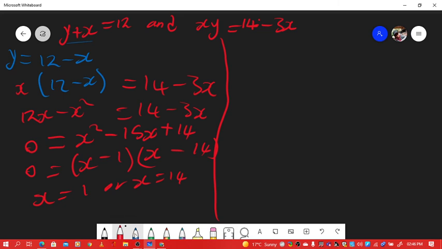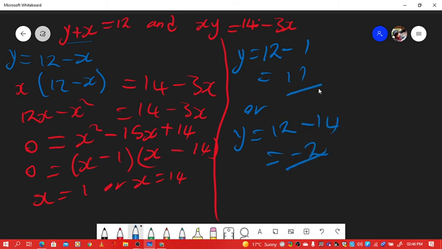And now, with that being said, we go back to this equation. y is equal to 12 minus 1, which is equal to 11, or y is equal to 12 minus 14, which is equal to minus 2. Two values for y, two values for x, and the simultaneous equation is solved. But you can still check and verify by substituting in either of these equations and checking if the equations will match.